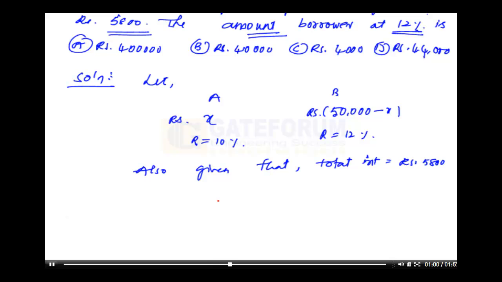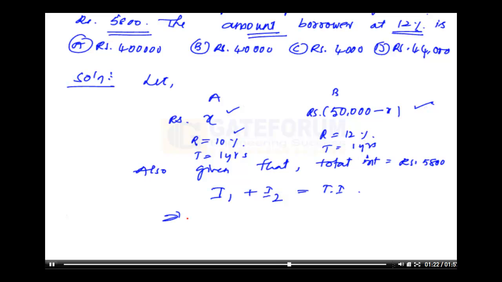So we know how to calculate the interest, which is PTR by 100. The principal amount in the first case is X, the rate is 10%, and the time is 1 year. Similarly, the principal amount is 50,000 minus X in the second case, R is 12%, whereas the time is 1 year. So the total interest will be the interest in the first case plus the interest in the second case.